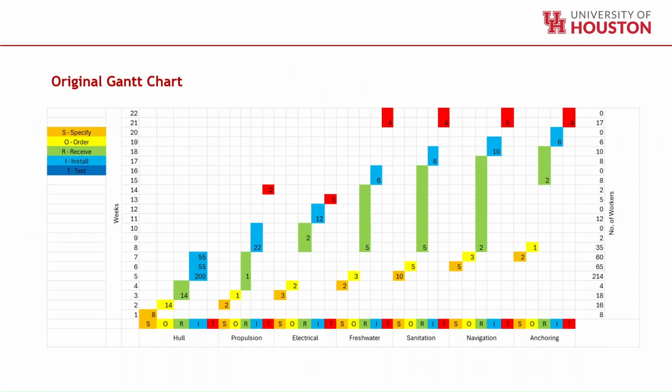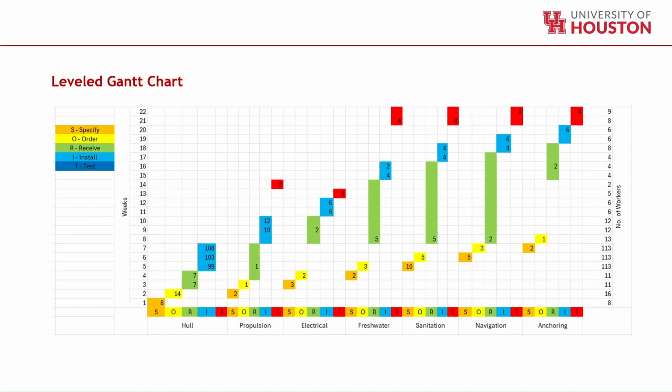And this is the original Gantt chart we have. As you can see, in the vertical axis we have the weeks, and in the horizontal axis we have the systems, and each one is color coded. For the hull system, S is specify, O is order, R is receive, I is install, T is test. So we color coded them, and we put the personnel distribution across the schedule. We considered 8 hours per day and 5 days per week.